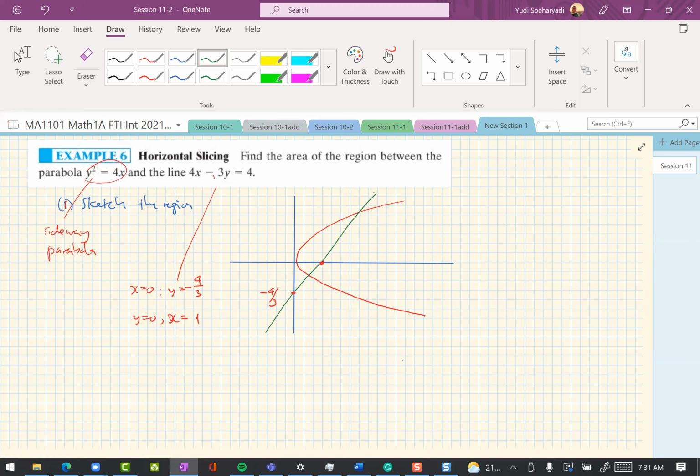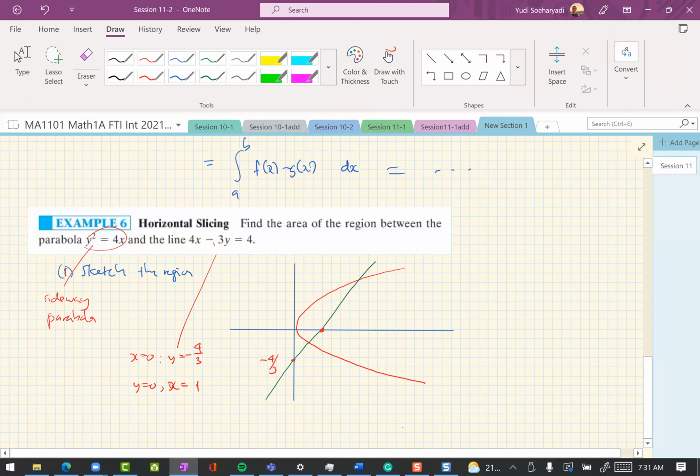Okay. So the thing is, first try to recognize which is the region that we're trying to compute. This region would be this one here. Okay, so that's the region. In this case, we need to find this one here. Find this one, find this one.